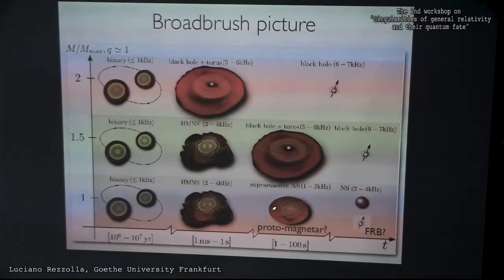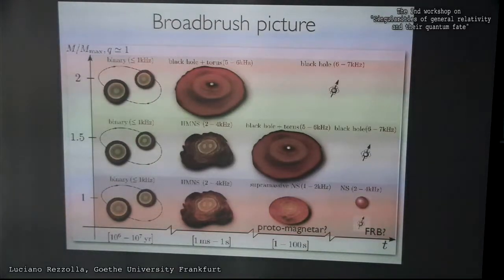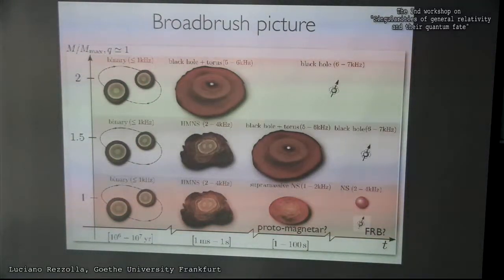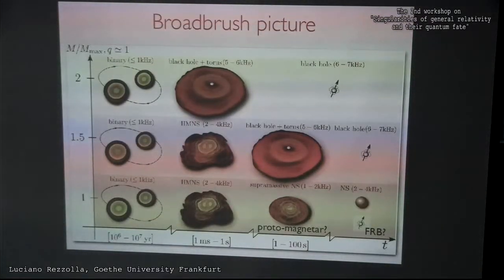Or if this guy then just spins down, you will end up with a perfectly spherical star, which is in equilibrium, or maybe a black hole, depending on whether this is above or below the maximum mass. So this is essentially how the picture changes if you allow for changes in the mass.